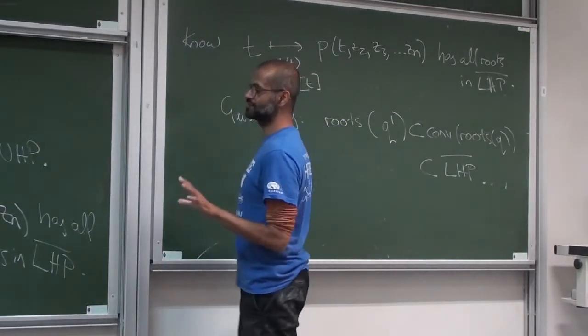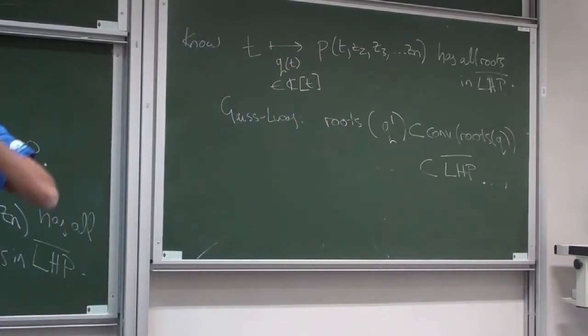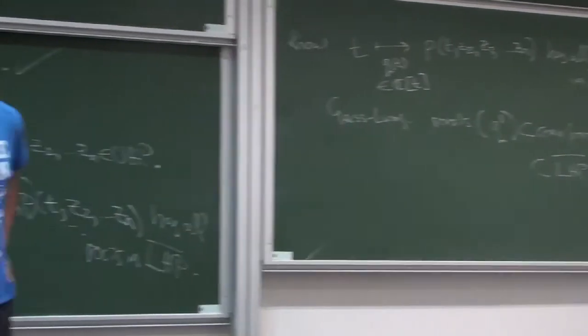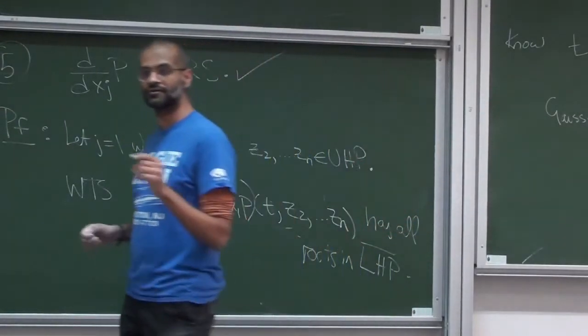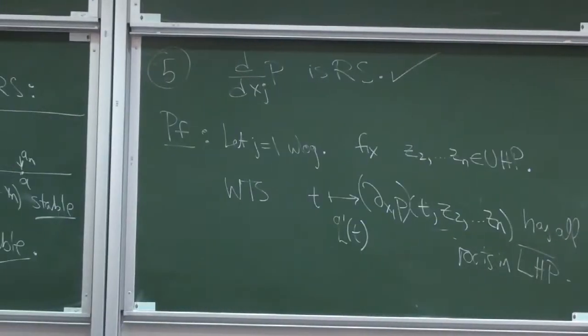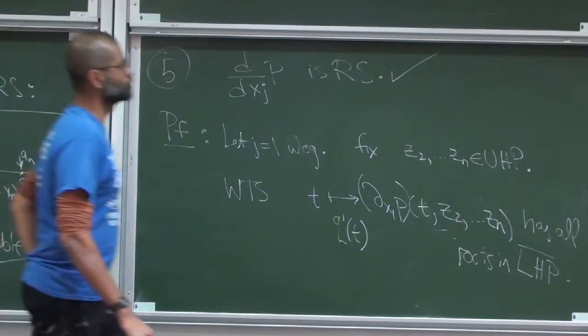Okay. So these are the basic properties. There's one more property. Okay, so are there any questions so far about this? Okay, good.